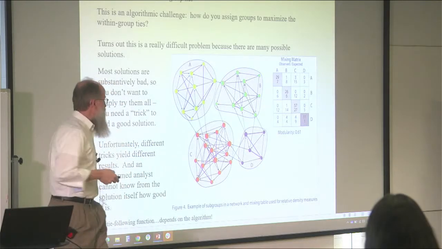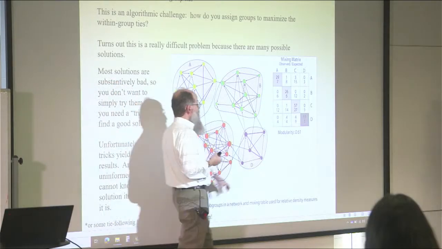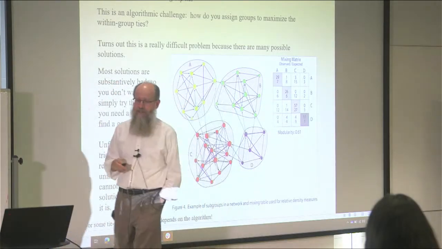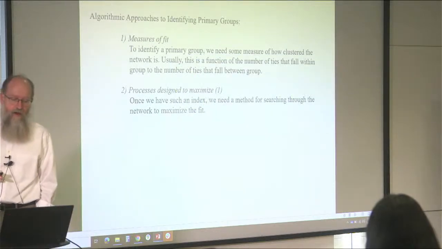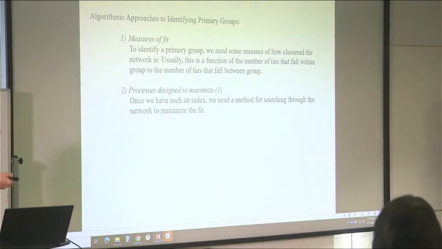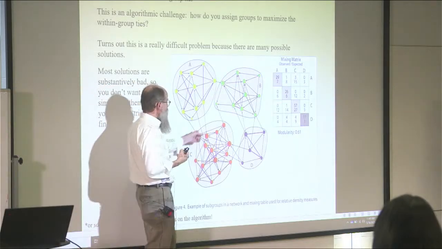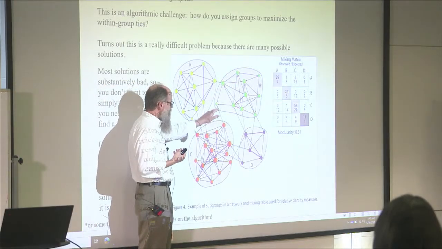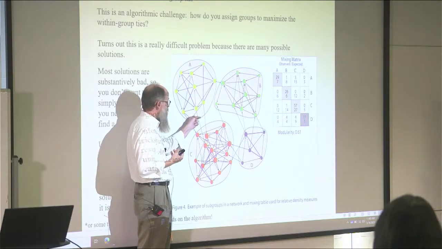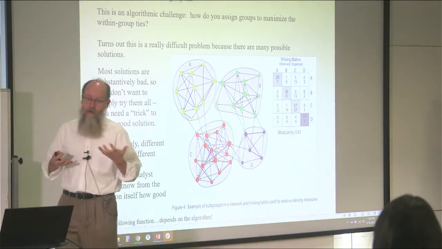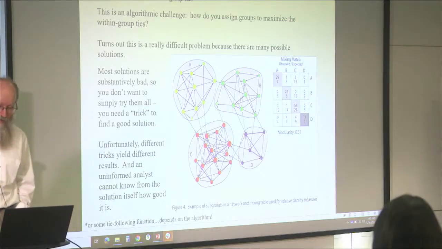In order to do that, we need some measure of whether we have our bubbles in the right place or not, and that's the objective function that we're going to go after. That's the measure of fit. Once we have a measure of fit, then we need a process to figure out where to draw the boundaries of the bubbles. We need some heuristic to say that the bubble should go here or here. And that's where a lot of the work has been lately.